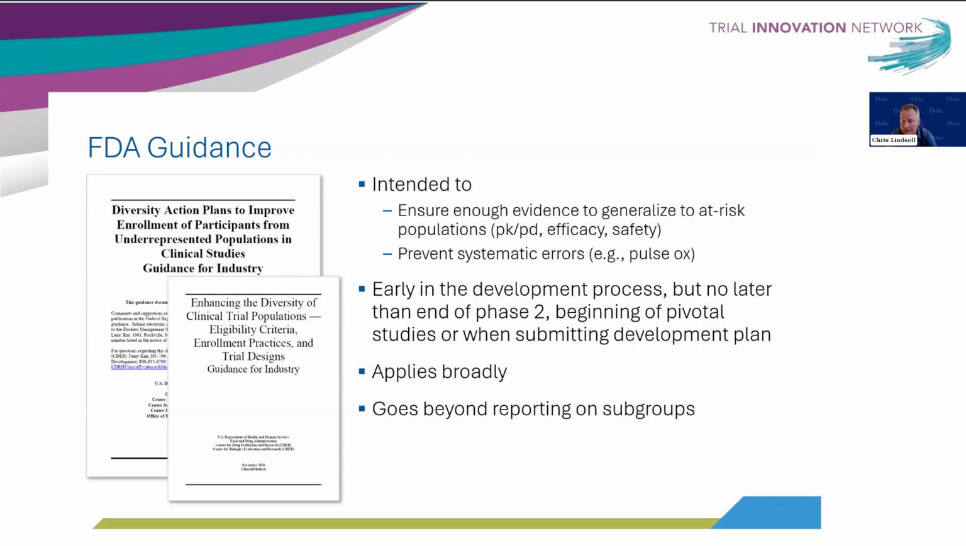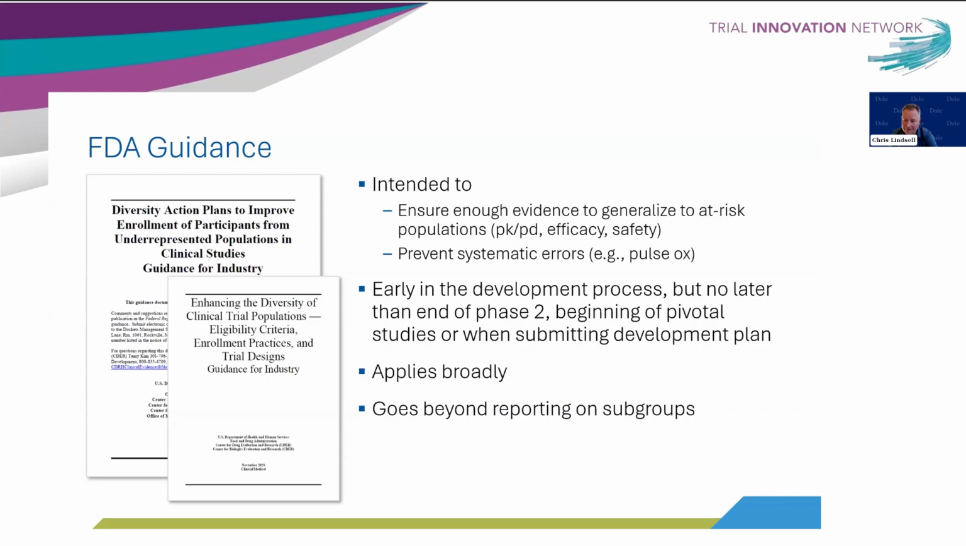The classic example is pulse oximetry, but there are many other ways where failure to design for diversity can result in systematic errors. Using a race-corrected eGFR as an inclusion criterion could bake in a systematic error if it is not properly considered. So early in the development process, no later than the end of phase 2, the guidance really recommends, submit the development plan, make sure that you are designing for diversity. This is for all kinds of studies, drugs, biologics, devices. And the FDA does expect to see a diversity plan.